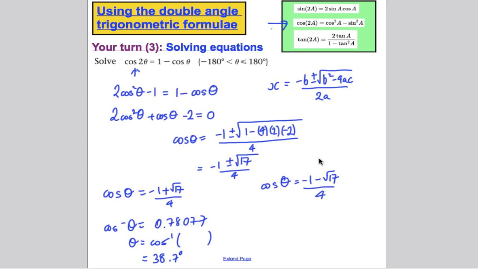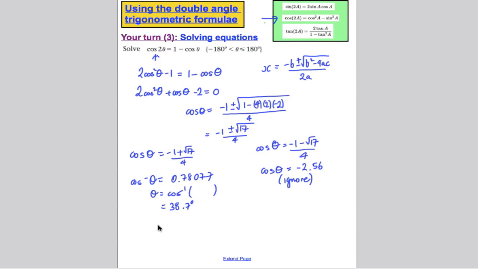This one over here, negative 1 subtract root 17 divided by 4, this here would give me a cos theta is equal to minus 2.56. You ignore this because cos theta can never be smaller than minus 1. Cos theta is always between 1 and minus 1. So these are where your only answers come from.